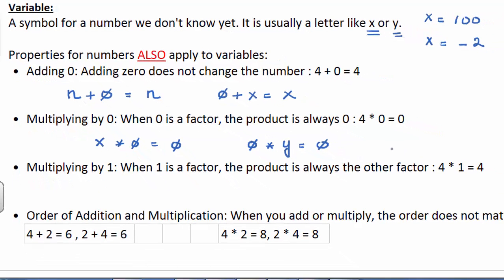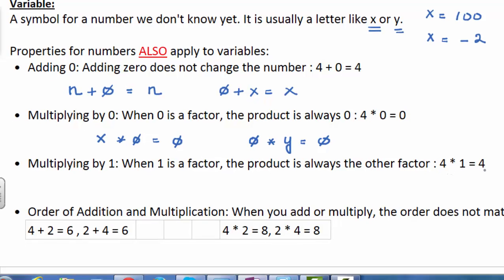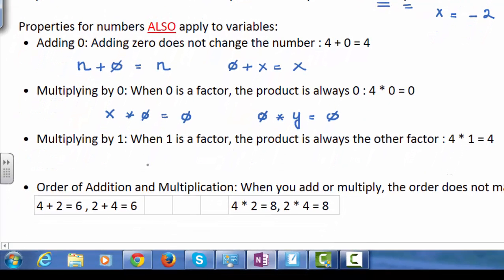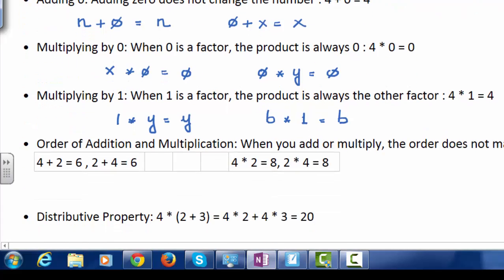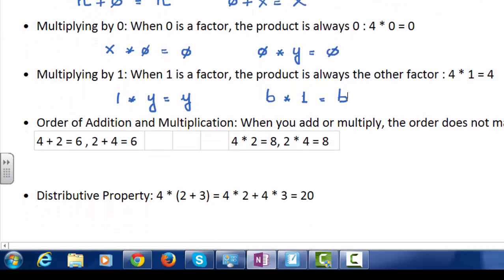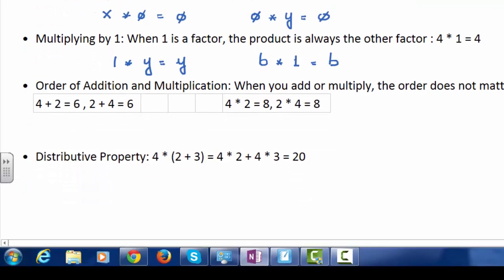Multiplying by 1. When 1 is a factor, the product is always the other factor. So 4 times 1 is 4. This is what we know from the previous year. What about 1 times y? The answer is going to be y. What about b times 1? The answer is b. So again, whatever we can do with numbers, we also apply to variables.